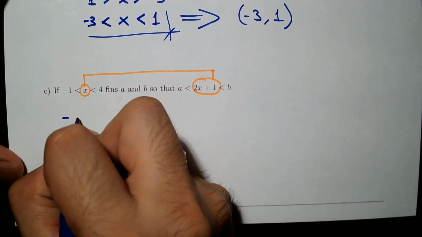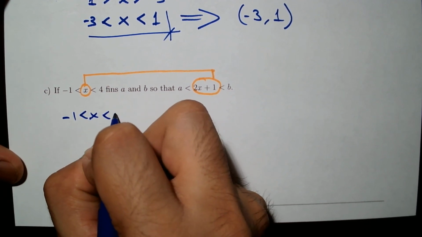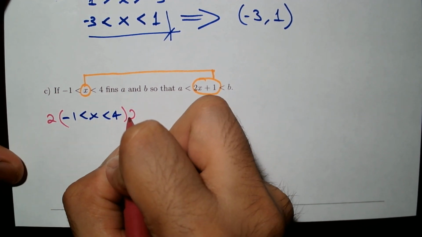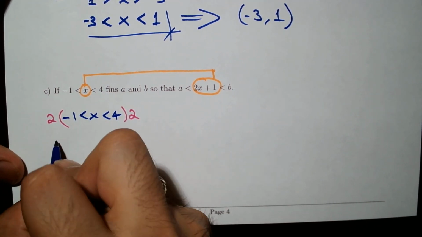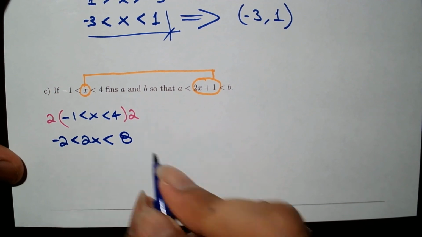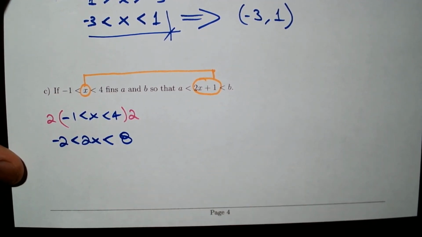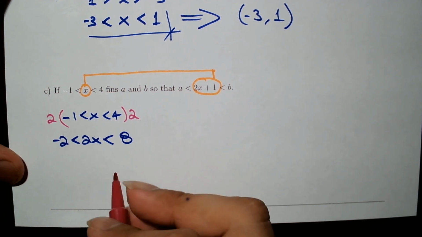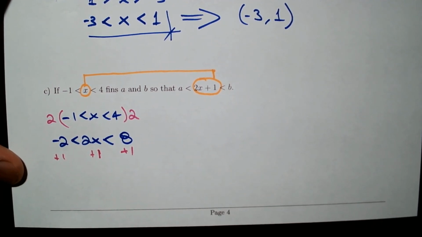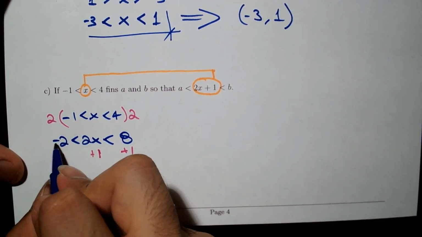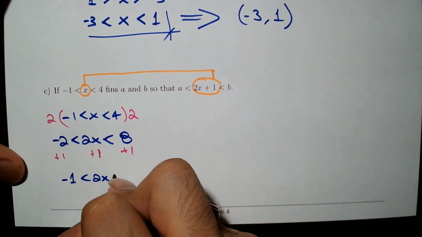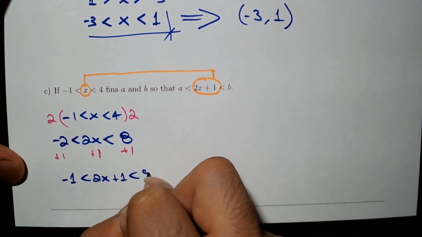So that's what we are going to do. Let me start by writing the given inequality. I'm going to multiply the 3 sides by 2, to obtain negative 2 less than 2x less than 8. We almost make this look like that, except we only need to add 1 to the 3 sides of the inequality. So negative 2 plus 1, that's a negative 1. 2x plus 1 less than 9.